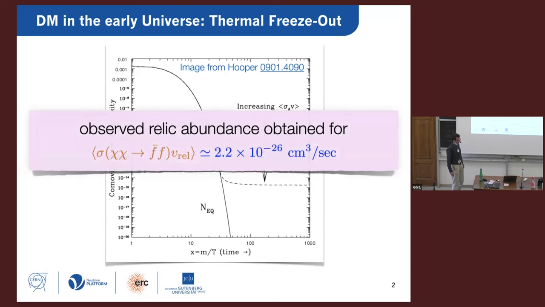That has been popular for a long time because of what's called the WIMP miracle, which means that the annihilation cross section you get when you plug in typical weak scale new physics numbers is just the observed one, of order 10^-26 cubic centimeters per second.